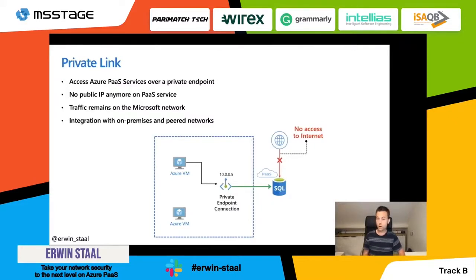The private link also allows you to integrate with on-premises services. So if you would have an on-premise virtual machine, for example, that connects into your virtual network, you could also reach your Azure SQL database now from that virtual machine. And it also works with peered networks. So if you would have a second virtual network and you would set up peering between them, a connection between them, then you can also reach your SQL server, for example, from the second virtual network by the private endpoint connection.